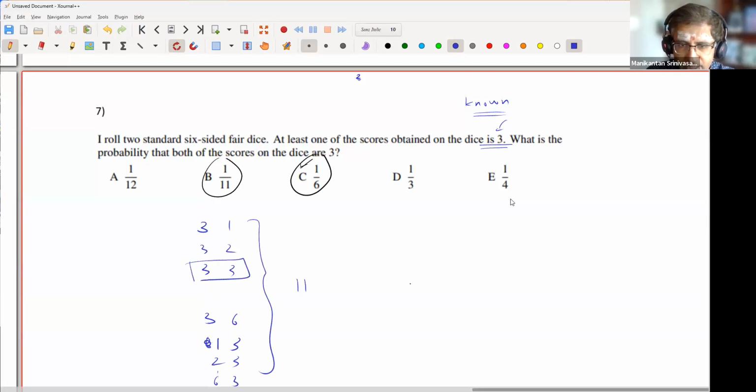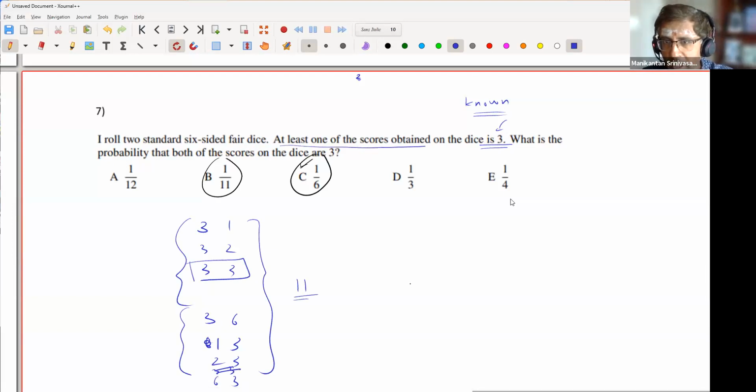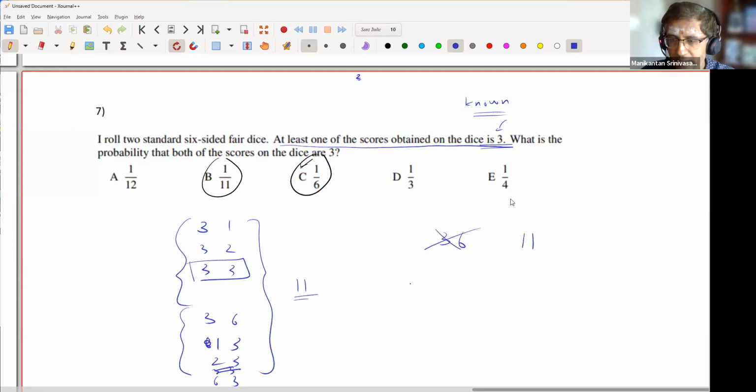I cannot count them twice. So there are 6 of them here, but I scratch off the 3, 3 because it appears twice. So there are 11 outcomes that are possible. That's what you know at the end of this sentence. At least one of the scores is 3 means of the 36, you know that 11 of them happened. With that extra information, as someone rightly said, conditional probability, what is the probability that both of them are 3? So it's 1 out of those 11. So it's 1 out of 11 indeed.